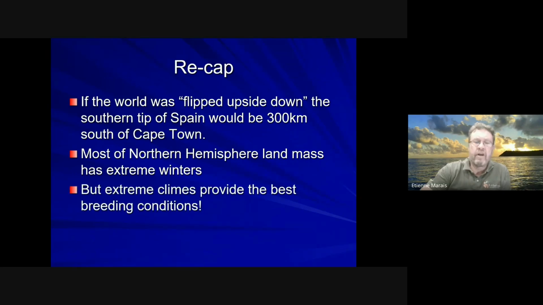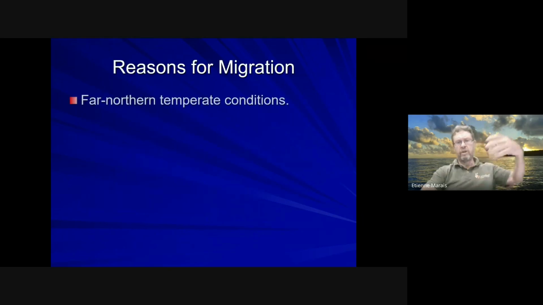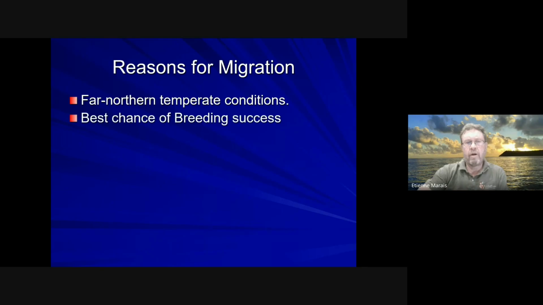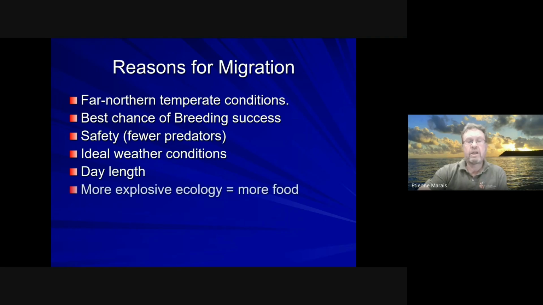But extreme climes provide the best breeding conditions. What we essentially find is that the fundamental reason for this Palearctic movement is the far northern temperate conditions, which provide very good opportunities for breeding success. Few predators, ideal weather conditions in summer, long day length, and a very explosive ecology. So why is there an explosive ecology? That's because the entire food chain descends to almost nothing in the winter months, under the extreme cold conditions. And therefore, the food chain starts again from zero.